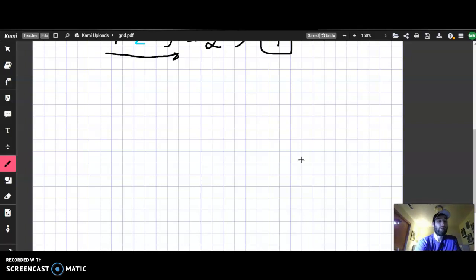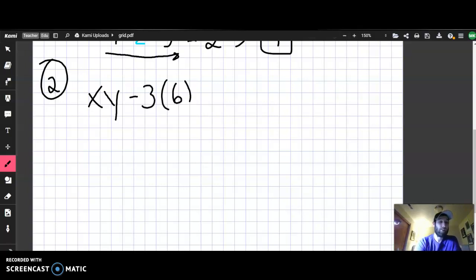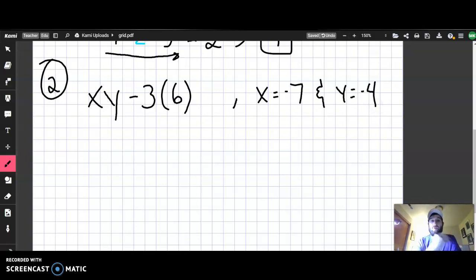Let's take a look at a second example here. Second example is xy minus 3 parenthesis 6 parenthesis, where x is equal to -7 and y is equal to -4. So first things first, what operations are here? If we don't know our operations, then it does not make sense what to do with our problem.